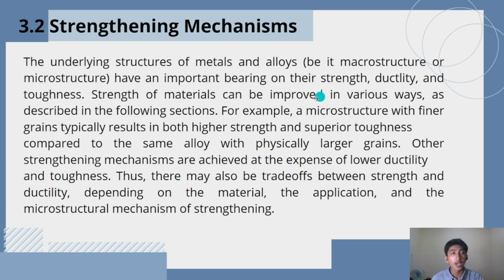strength, ductility, and toughness. Strength of materials can be improved in various ways, as described in the following section. For example, a microstructure with finer grains typically results in both higher strength and superior toughness compared to the same alloy with physically larger grains. Other strength mechanisms are achieved at the expense of lower ductility and toughness. Thus, there might also be a trade-off between strength and toughness, depending on the material, the application, and the microstructural mechanism of strengthening.